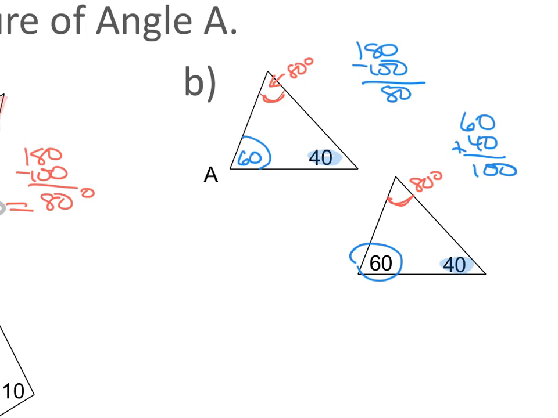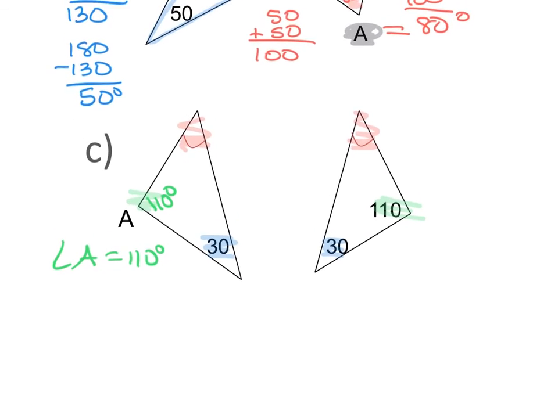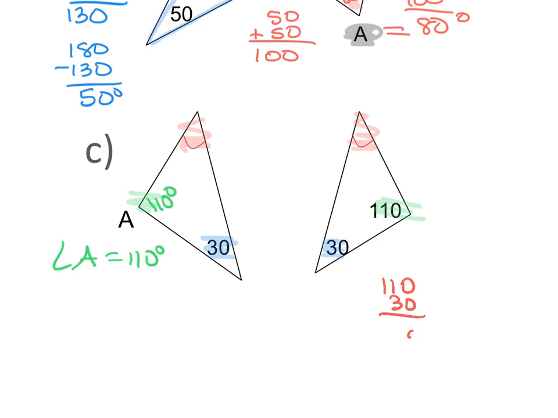Part C over here. Again, we can match our congruencies. And then the 30s match. So then this missing angle is going to be 110. Now, if it wanted the red one, again, what we would do is add 110 plus 30 and then subtract from 180, and the missing one up here would be 40.